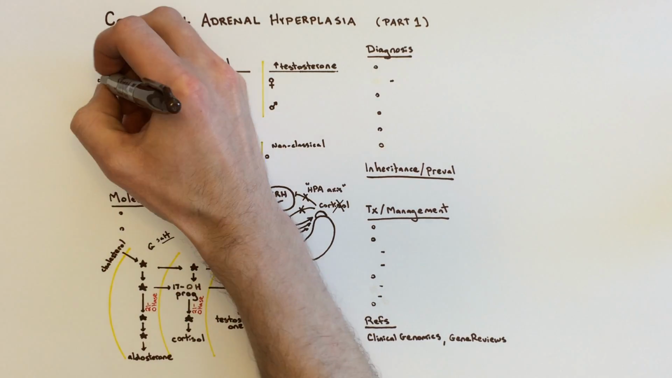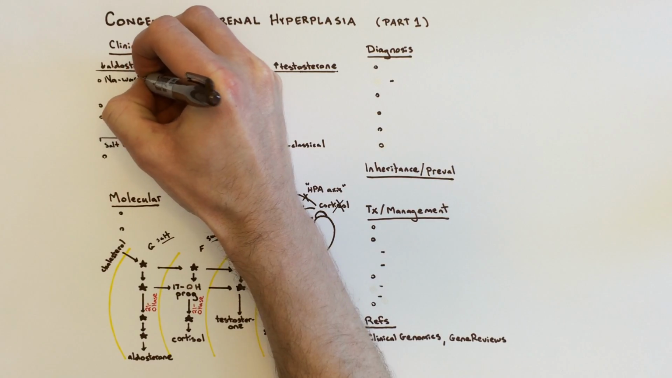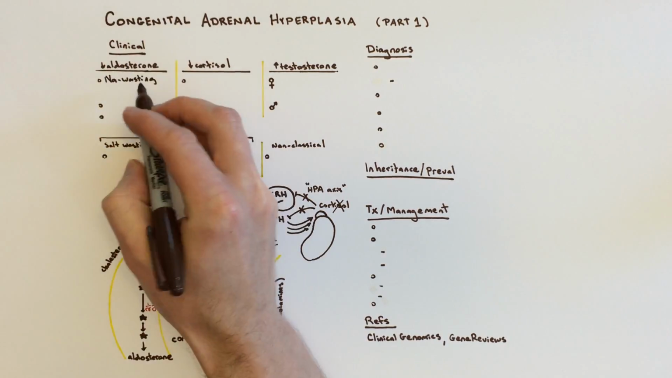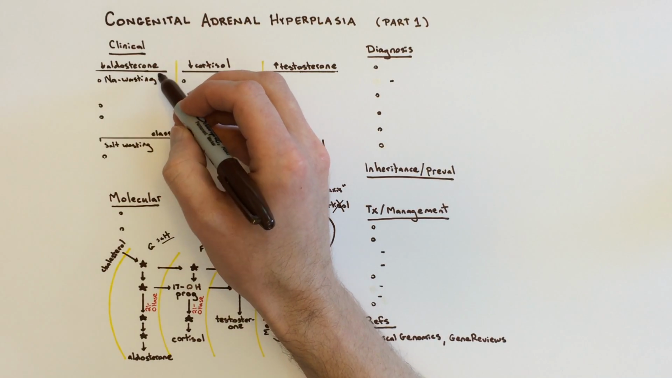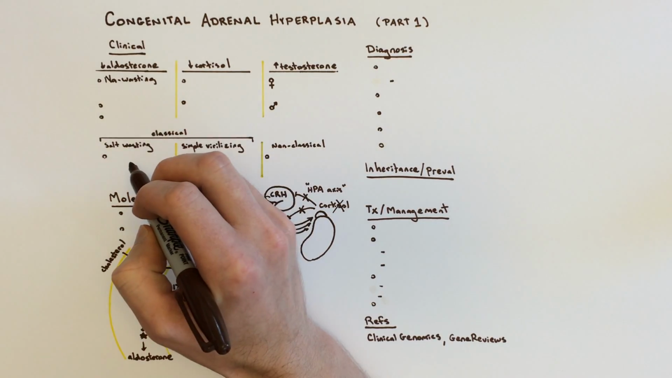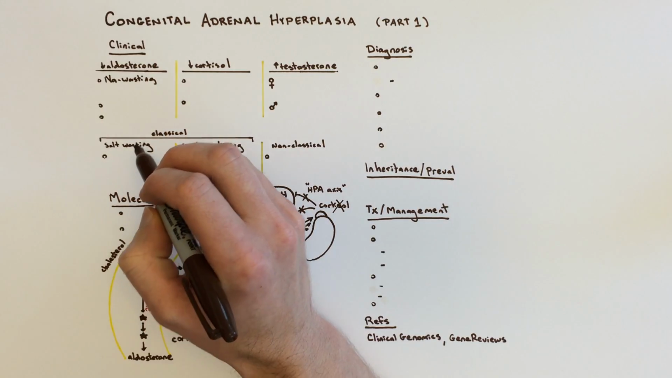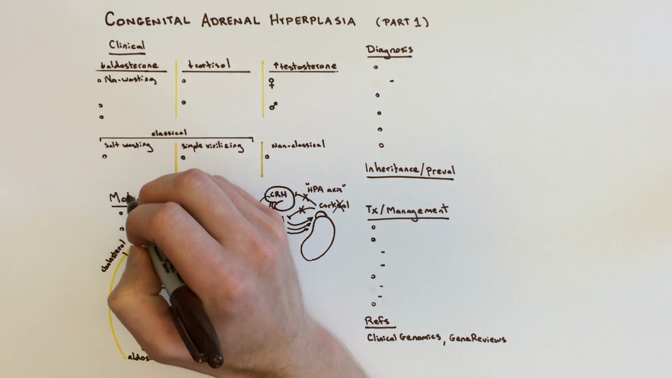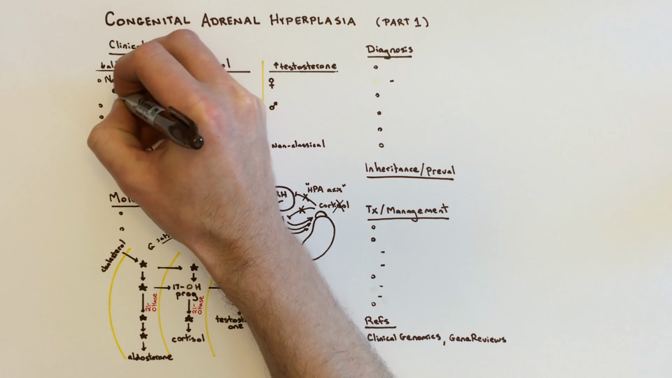So for decreased aldosterone, you get something called salt wasting. Normally aldosterone retains salt. If you don't have aldosterone, you waste salt. You can become hyponatremic, you can become dehydrated, babies will vomit, have shock, and might even die. And this is going to be something that happens early.